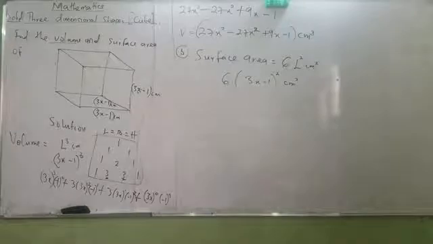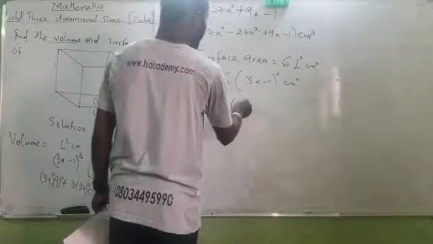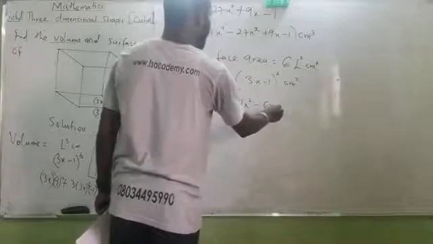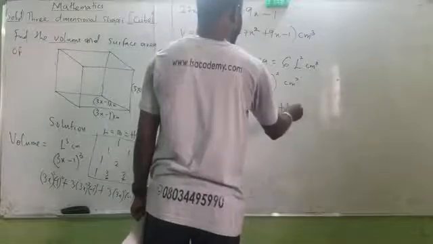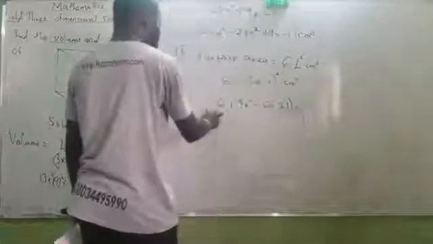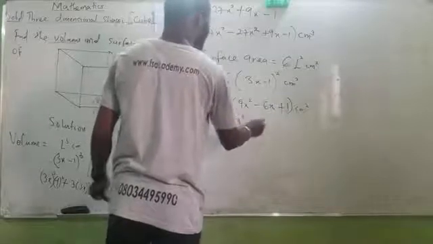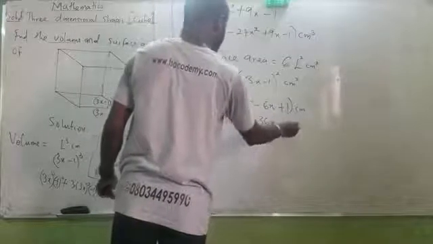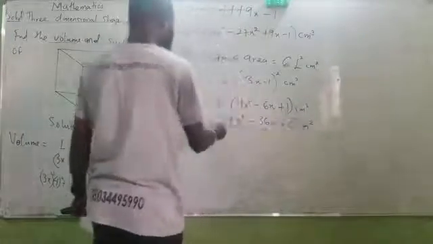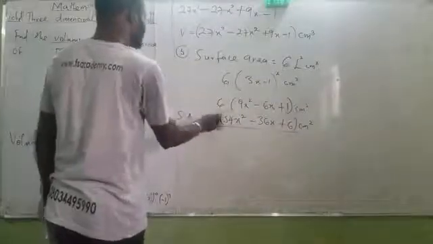Now, since I have that, I can now say 6 into bracket of 9x squared minus 6x plus 1, centimeter squared. Now, that will give me 54x squared minus 36x plus 6. That is my centimeter squared. Please take note of that. And it's good to put brackets. And this is the surface area of a cube.